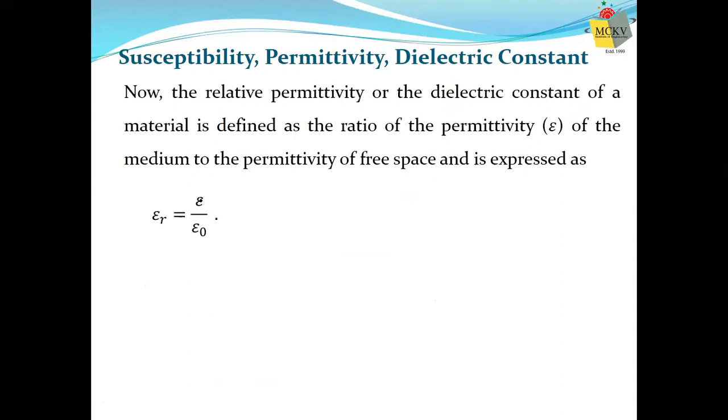So if we divide epsilon, that is the permittivity of the material, by its free space permittivity, then the quantity which we get is called relative permittivity. It is the permittivity of the medium relative to free space. It has another name, dielectric constant. What you studied in class 12 as dielectric constant is nothing but relative permittivity. They are the same. And since relative permittivity is a ratio, it is a dimensionless quantity. It has no unit.